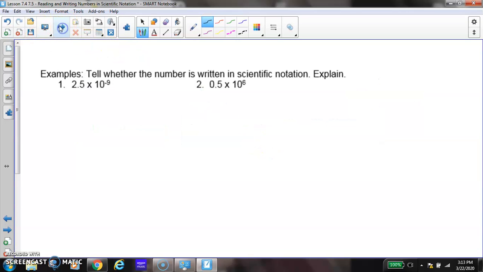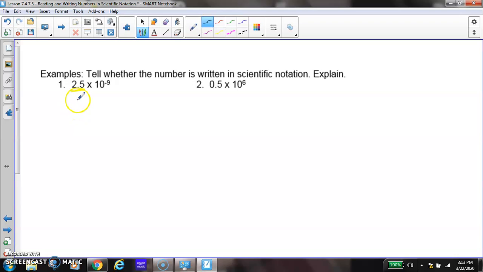All right. If we take a look at these examples, we're going to tell whether they are written in scientific notation. So the first part I'm going to do is look at the number in the front. Cover up anything behind the decimal point. I have a 2. Since this number is between 1 and 10, it's good for the factor. If I take a look at the back part of it, I have times 10 to the -9. Since I have a power on 10, it is correct and it is in scientific notation.